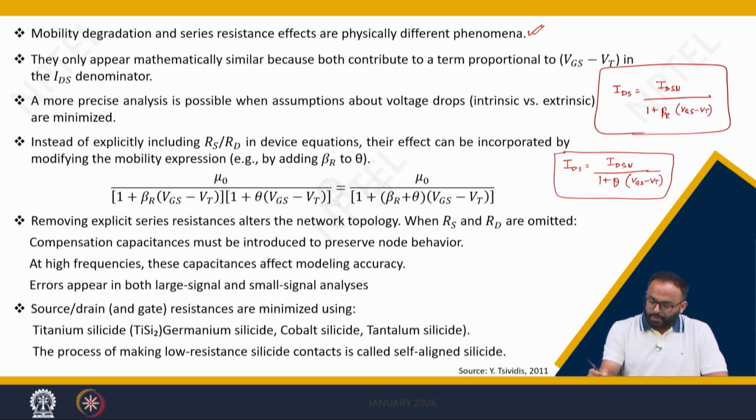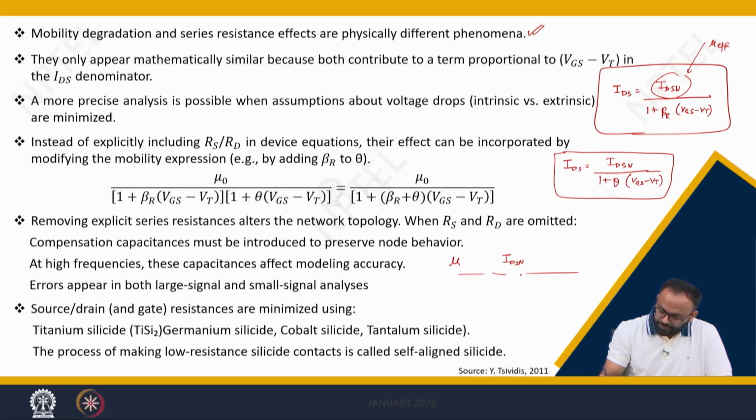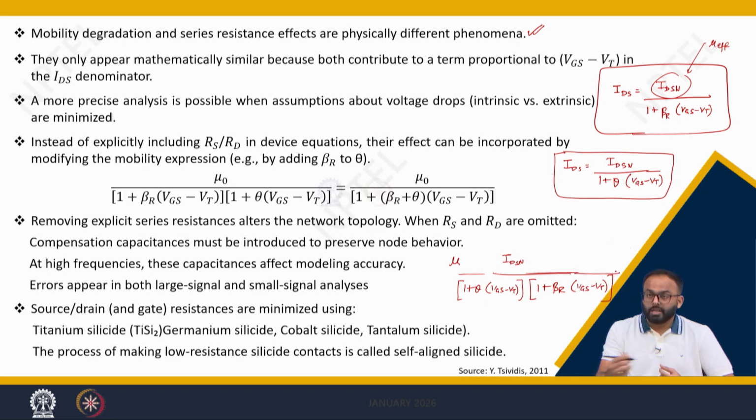Now, what will happen if in this equation I include the mobility effect? So instead of only mu, if I take the mobility effect, then the overall current will be given as IDSN divided by 1 plus theta times Vgs minus Vt. This term is coming because of the mobility effect, and 1 plus beta R into Vgs minus Vt. This term is coming from the source drain resistance.